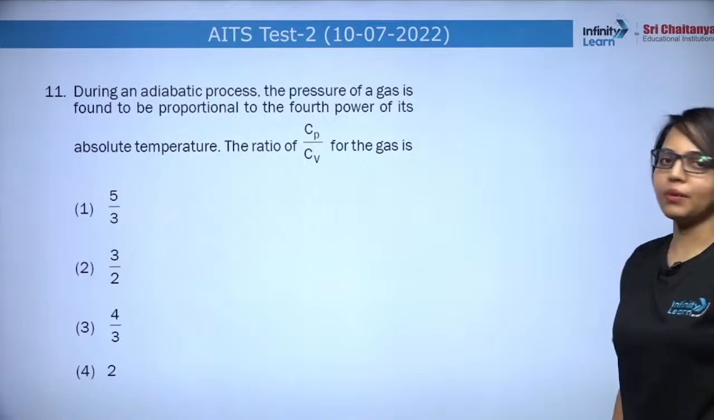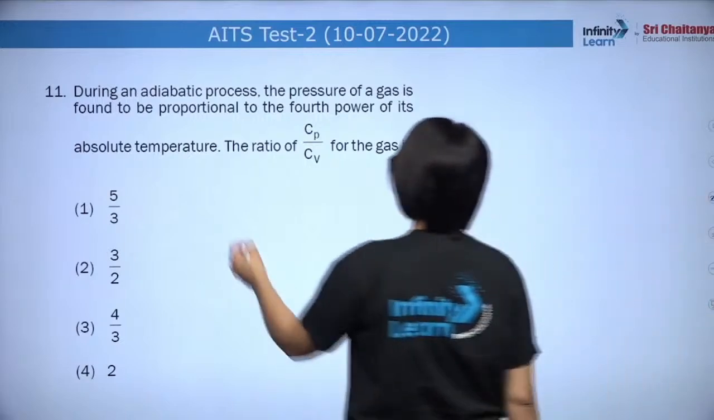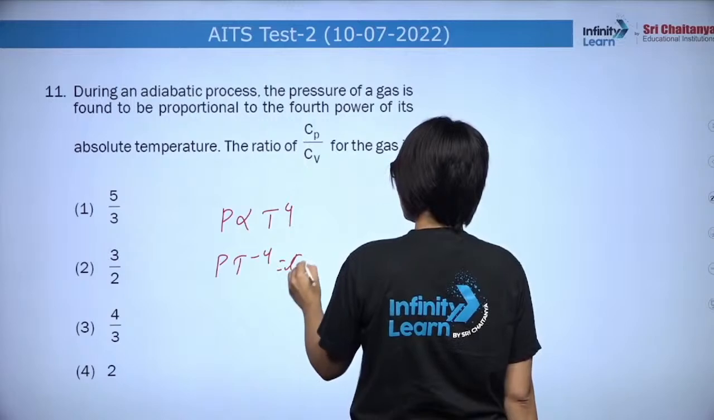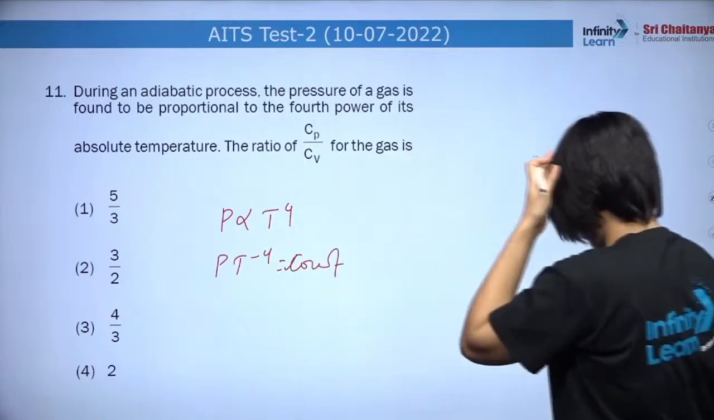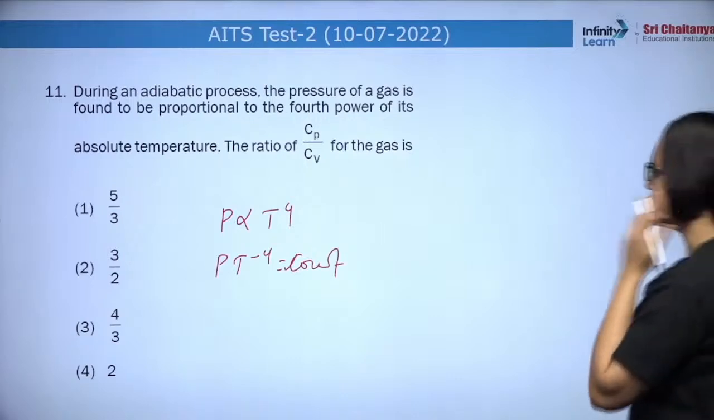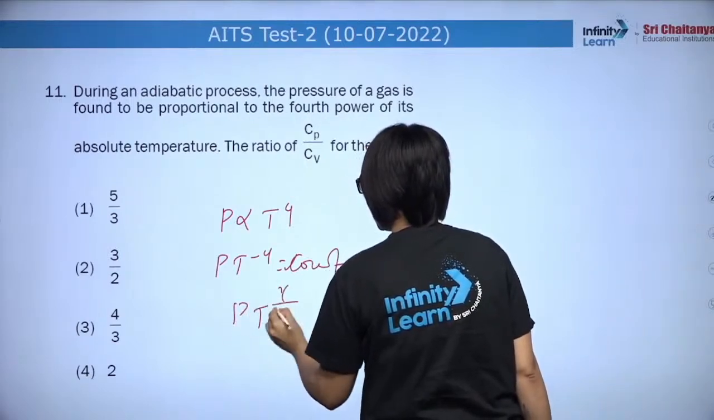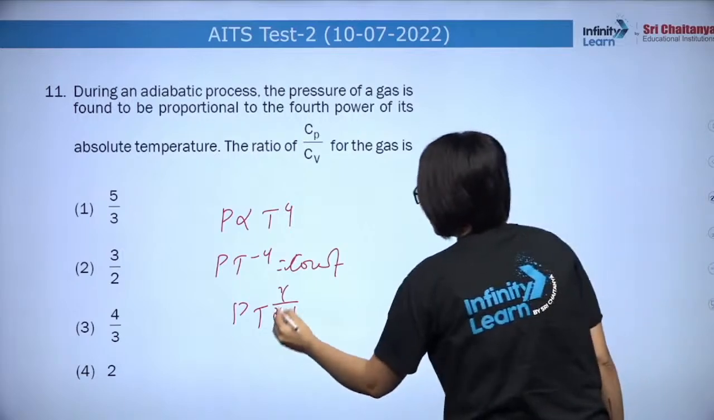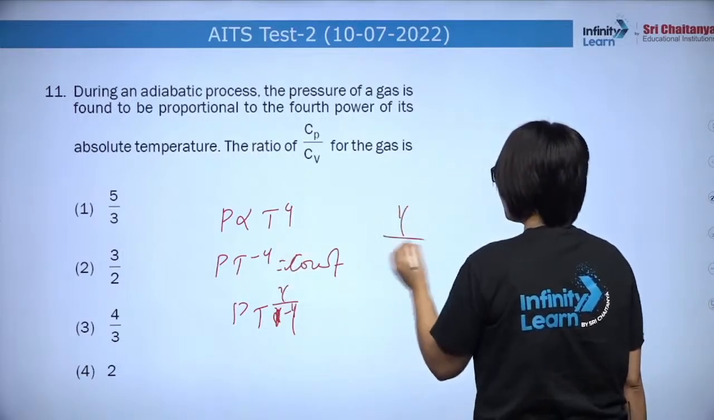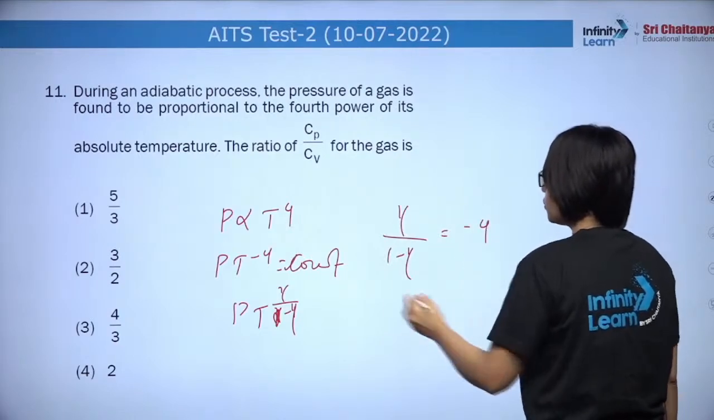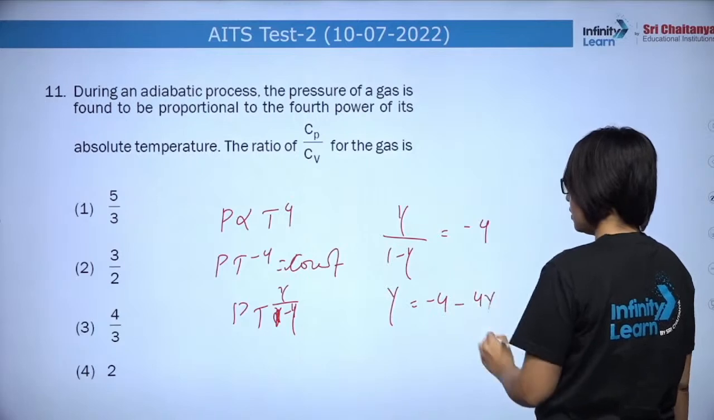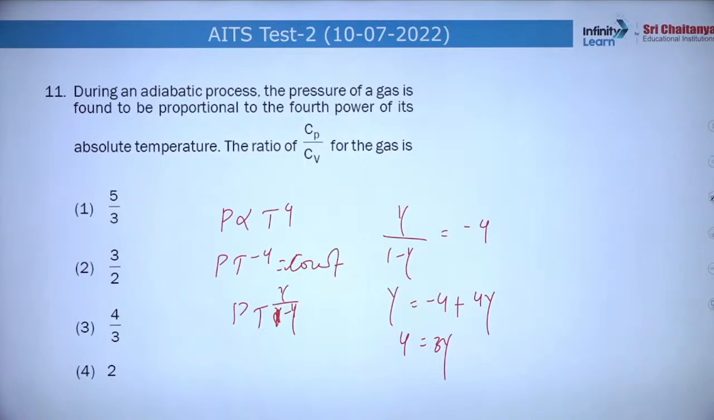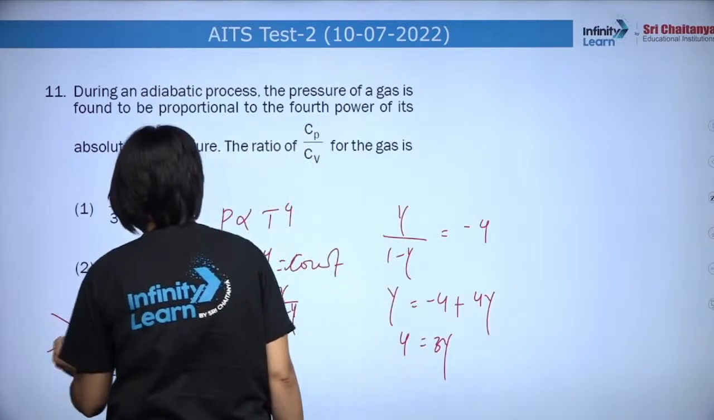Next is 11. During an adiabatic process, the pressure of a gas is found to be proportional to 4th power of temperature. So P T^-4 is equal to constant. And we know that for adiabatic process, the equation is P T^(γ/(γ-1)) is equal to constant. So basically γ/(γ-1) is equal to minus 4. So γ/(1-γ) is equal to minus 4. So γ is minus 4 plus 4γ. So 4 is equal to 3γ. So γ is 4/3. So Cp/Cv is γ, which is equal to 4/3 in this question.